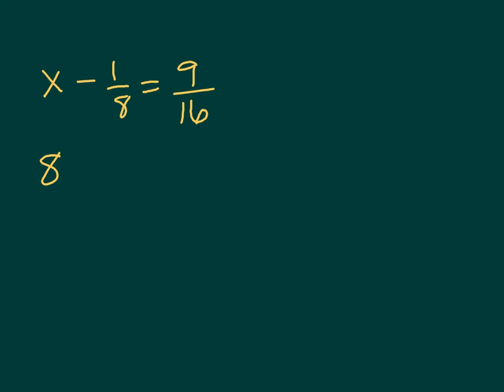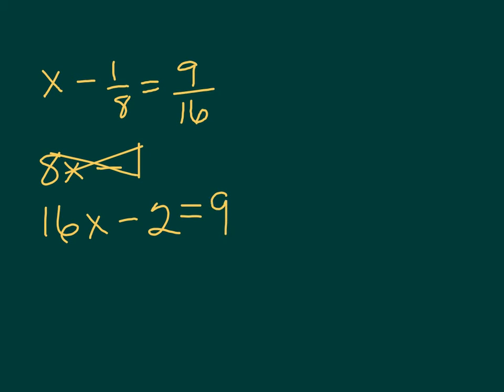8 times x is 8x. 8 times 1/8 is just the 1. The 8's cross out. And 8, oh, I can't multiply by 8. My bad. I'm thinking all wrong. I've got to multiply by 16 because that's the bigger number. So 16 times x is 16x, and 16 times 1/8 is 2, and 16 times 9/16 is just 9.